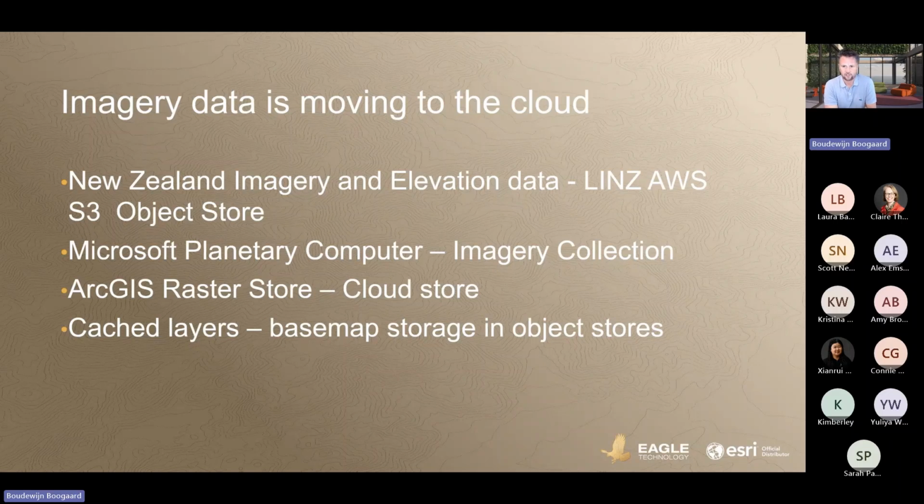And also in ArcGIS, we've got something like a cloud store where we can store the results for our analysis, or we can connect to as well. And then there's cache layer. So if we create a base map, we can actually store that in object stores as well. So like Azure Blob Storage or Amazon S3 instead of on a spinning disk.